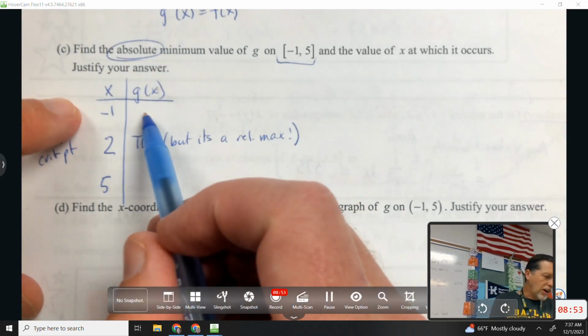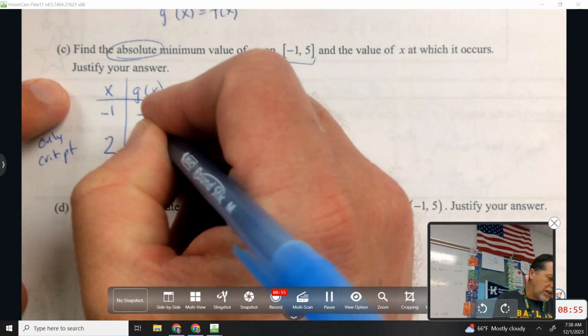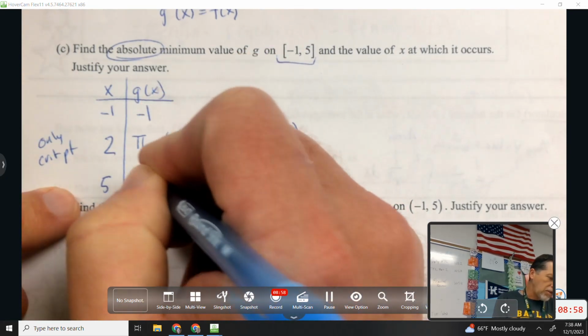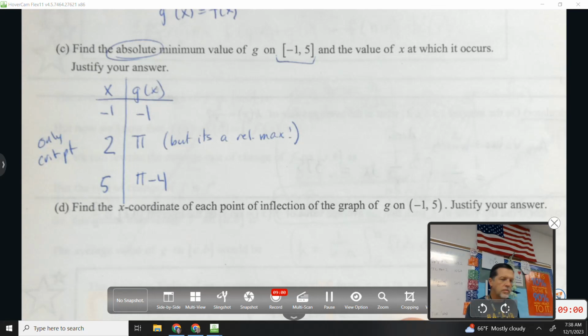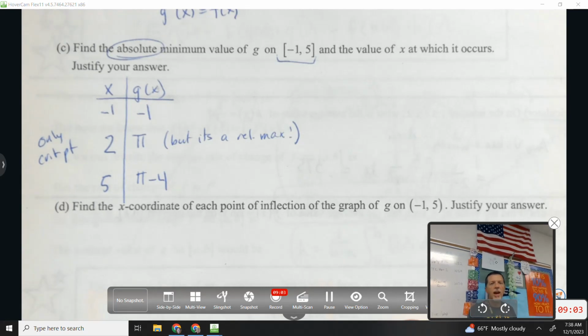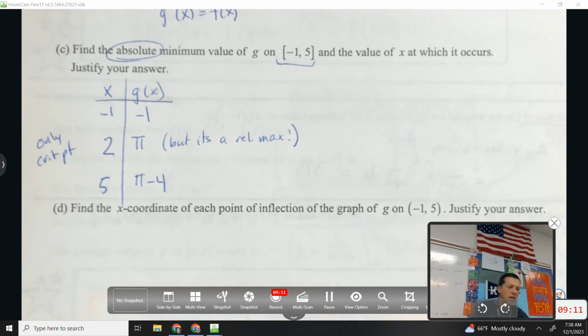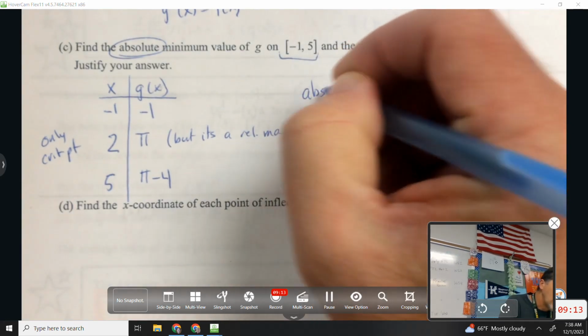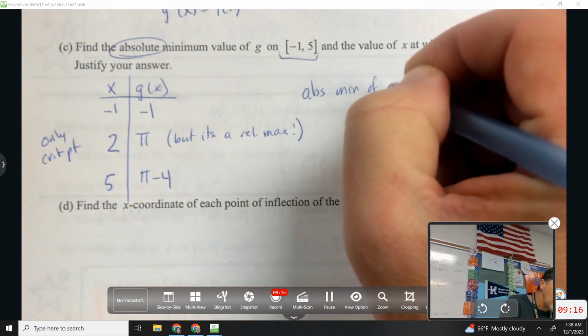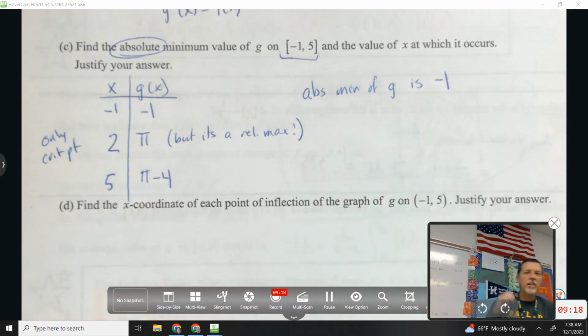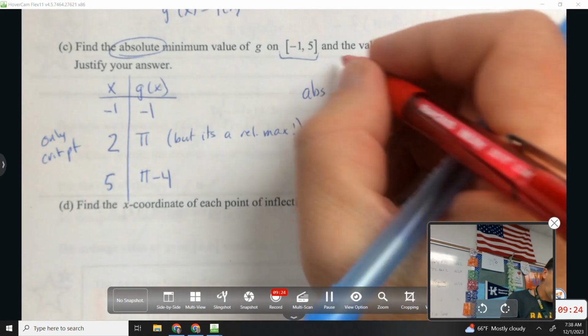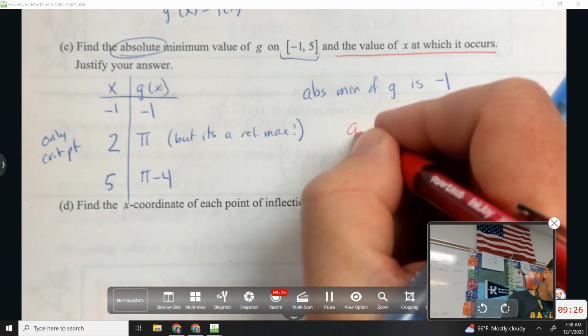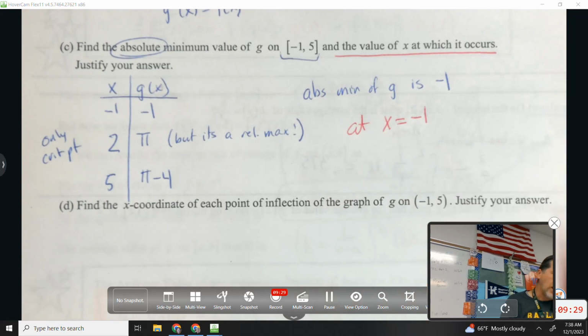Okay, G of negative 1, we already found, is negative 1. G of 5 is pi minus 4. Find the absolute minimum of G. Okay, so which one of those is smaller, negative 1 or pi minus 4? Negative 1. So the absolute minimum of G is negative 1. That's the y value. The minimum is negative 1. And the value of x where it occurs, that occurs at x equals negative 1.